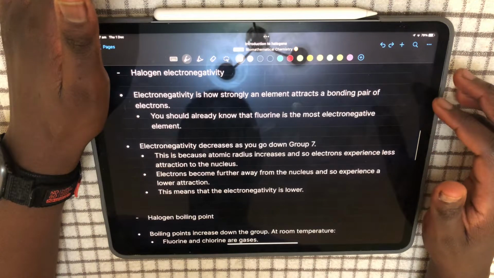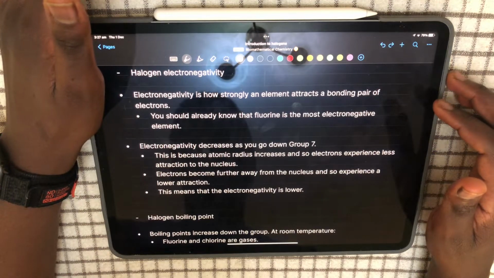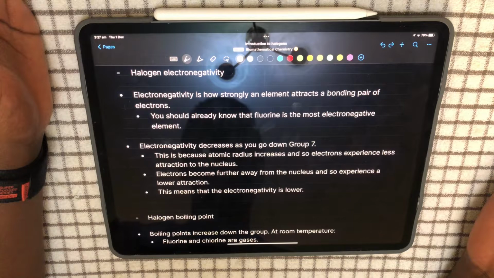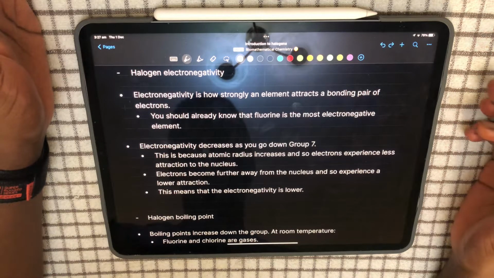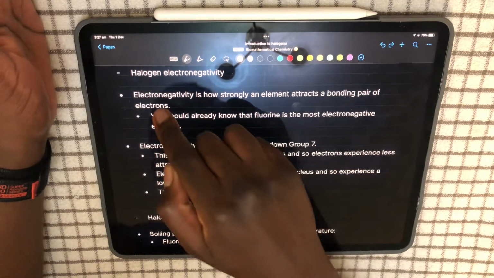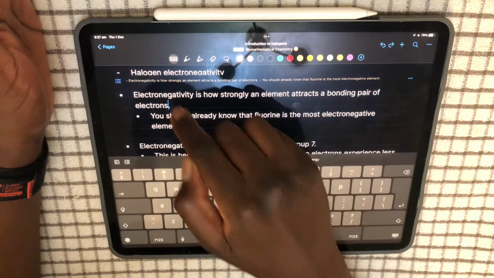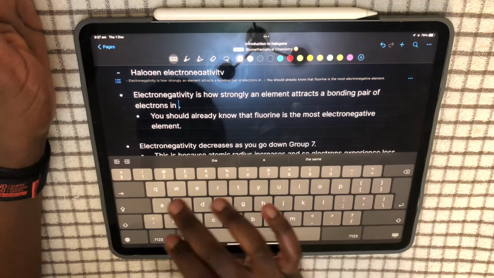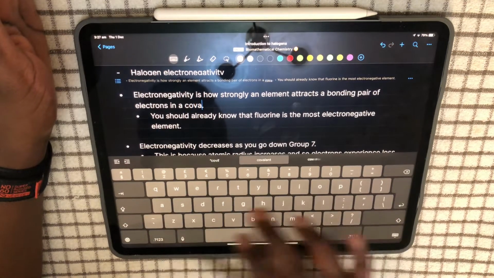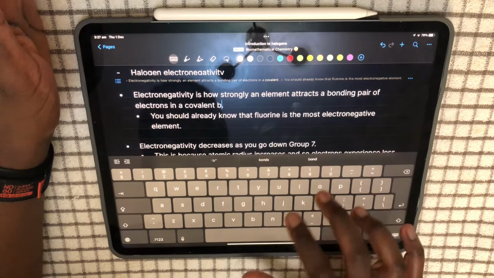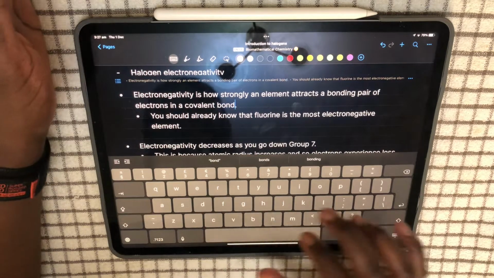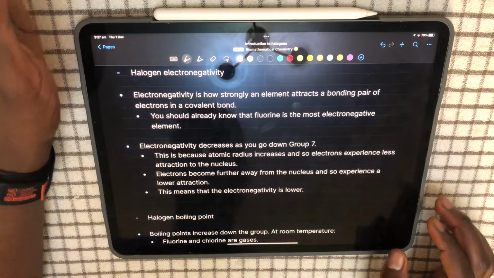Halogen electronegativity, right? Electronegativity is how strongly an element is attracted to a bonding pair of electrons in a covalent bond. I should have said in a covalent bond, as that is important. And they are in a covalent bond. Remember, they're diatomic, so they have that covalent bond feature.